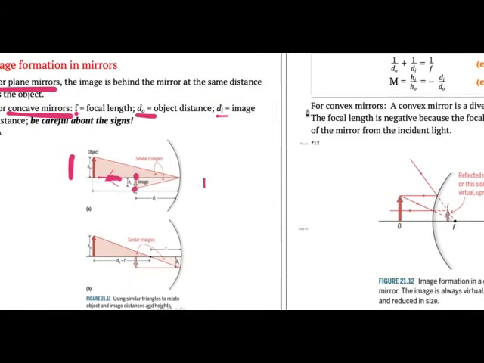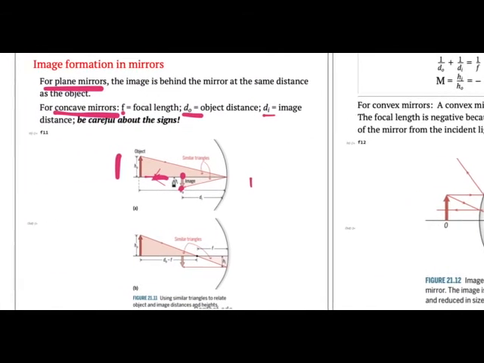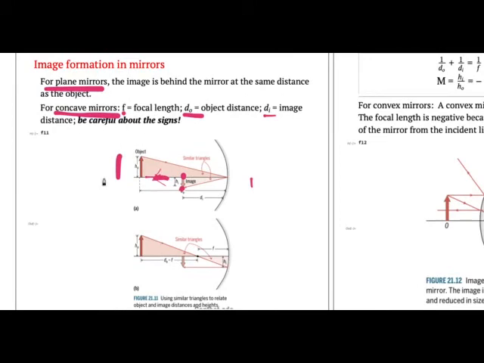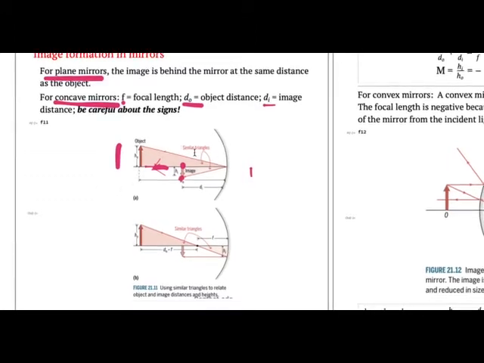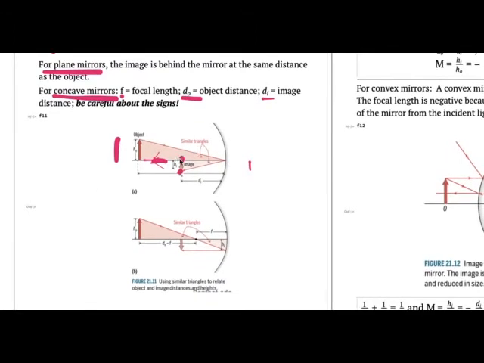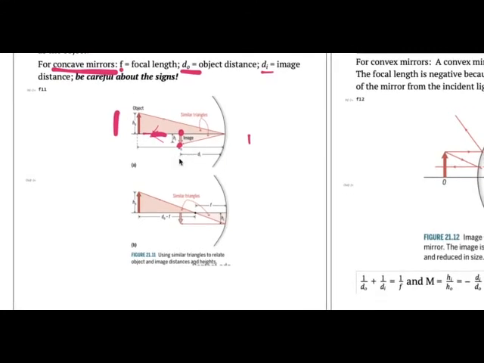All right. Now this is a concave mirror. The reflection is from the inside of the sphere. It's like a little cave. You know, the light's coming into a cave and reflecting back. Here's another analysis, part B of the figure.